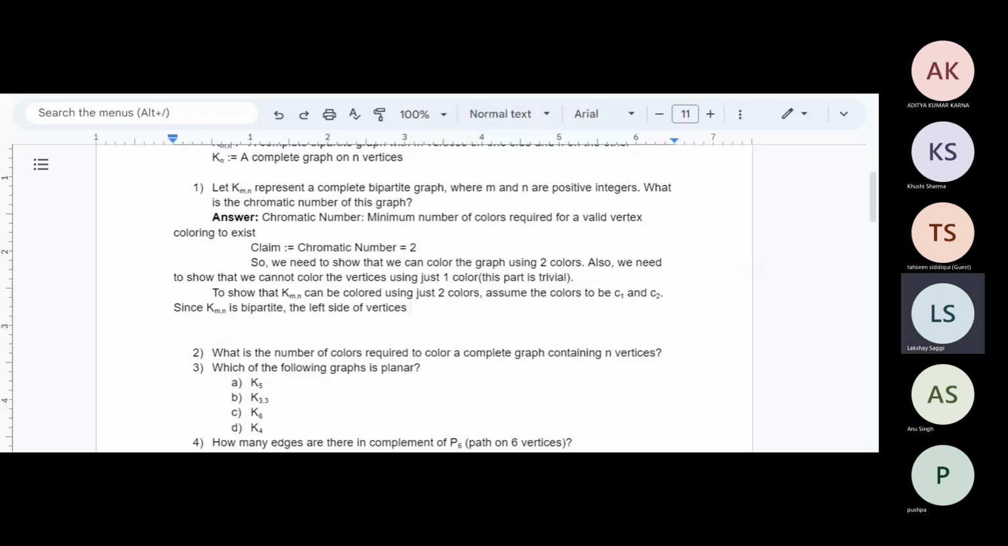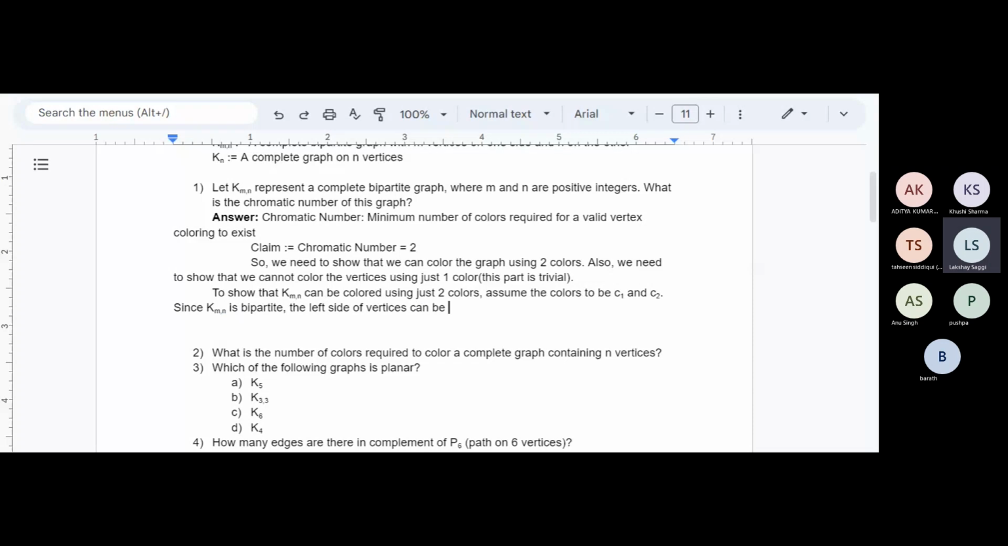So basically, the left side of vertices. Let's say we color all the left side of vertices with color C1 and the right side with C2.